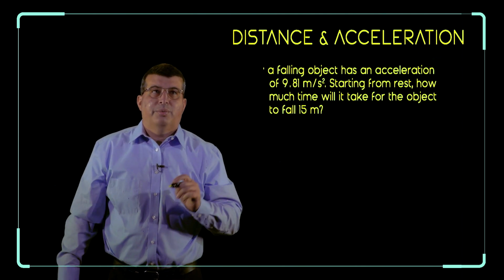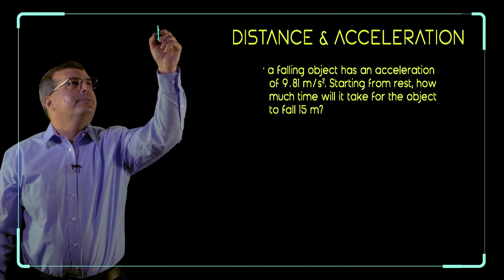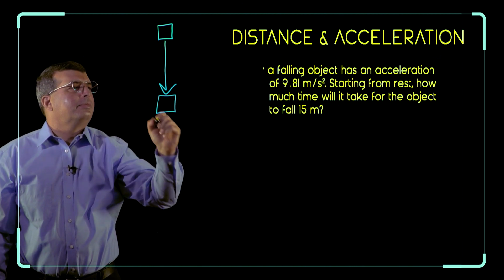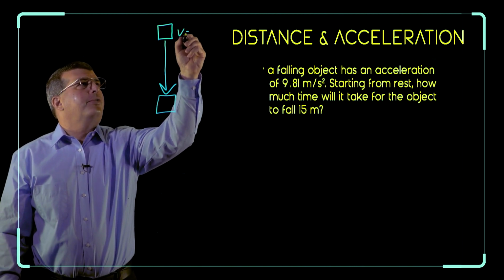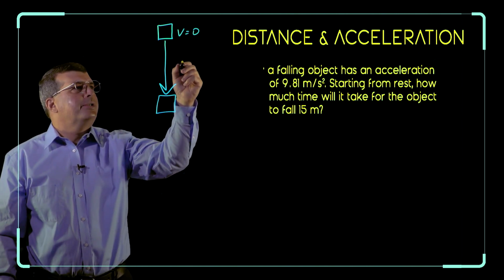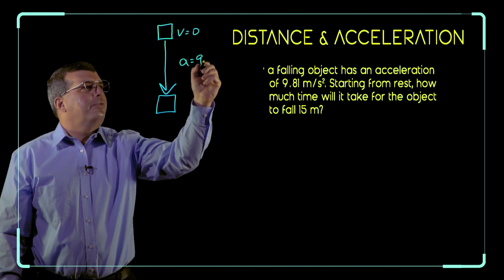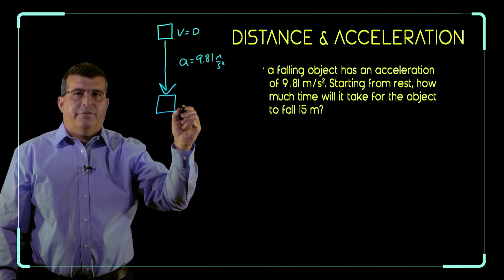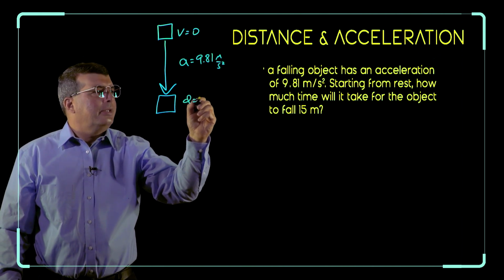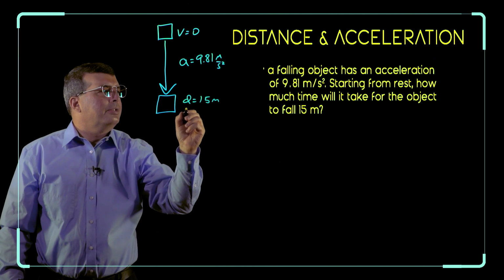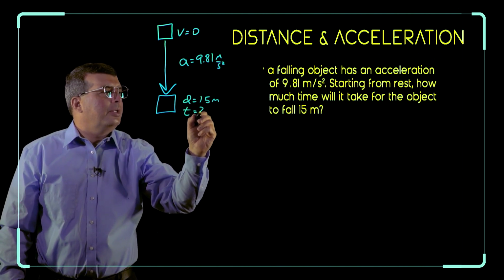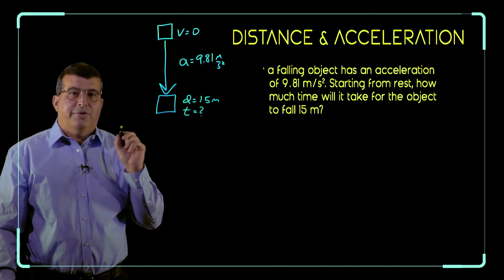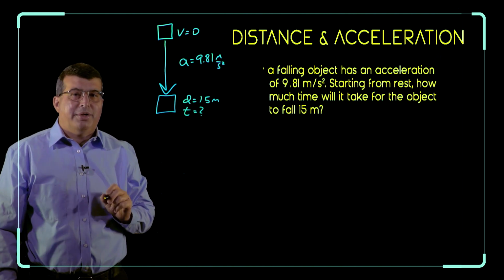Okay, once again, we will draw our diagram. It is starting from rest. We're given an acceleration of 9.81 meters per second squared. We are given a distance of 15 meters, and we want to know the time. So we have diagrammed the situation, we've gotten all of our data, and it's time to pick an equation.